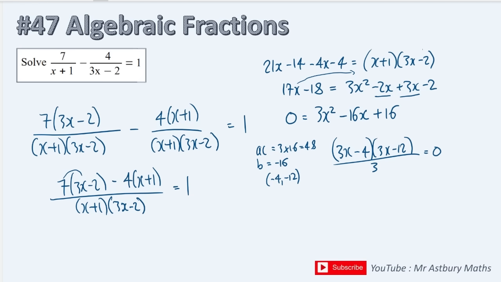Dividing the right bracket by 3 is going to give me (3x minus 4)(x minus 4). So my solutions are x equals 4 over 3 and x equals 4. And we are done.